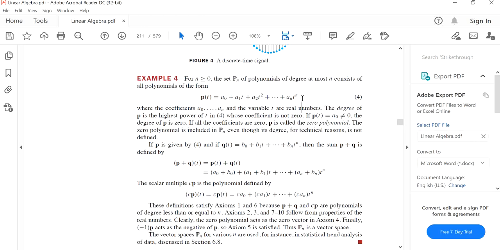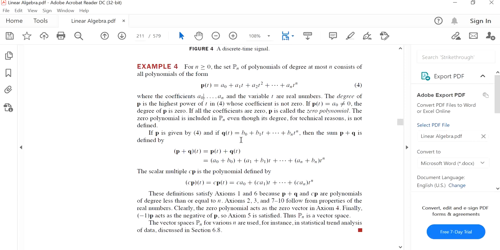So if someone just asks you, is the set of all polynomials of degree at most n a vector space, you can say yes. The set Pn of polynomials of degree at most n, which consists of polynomials of this form, is a vector space, and n should be greater than or equal to 0 because otherwise they are not polynomials. A polynomial cannot have a negative degree.